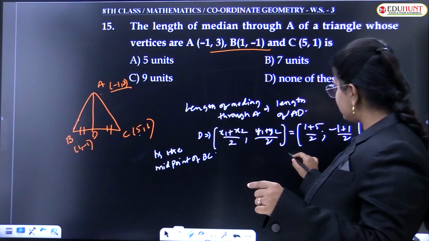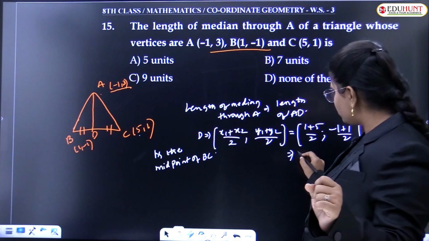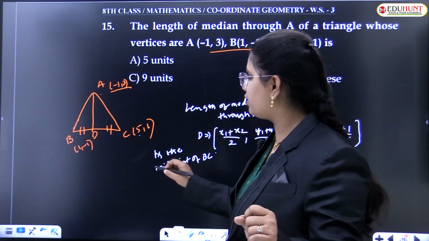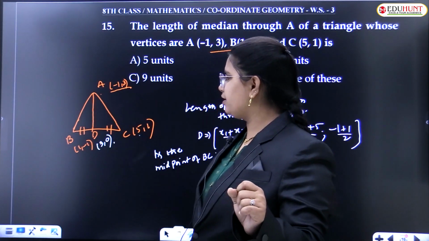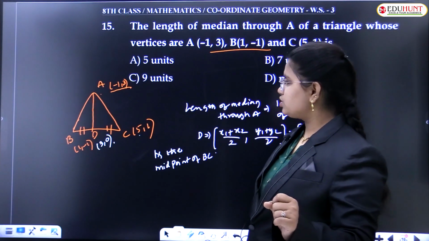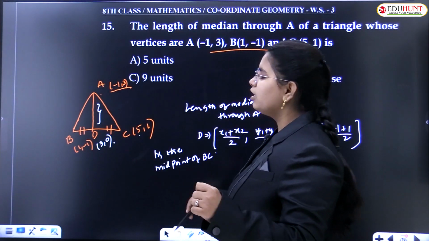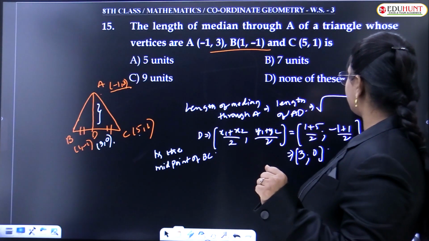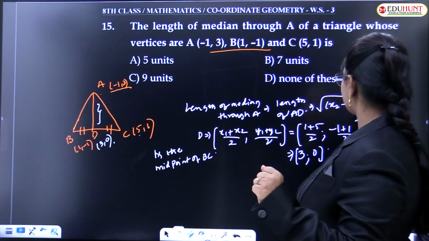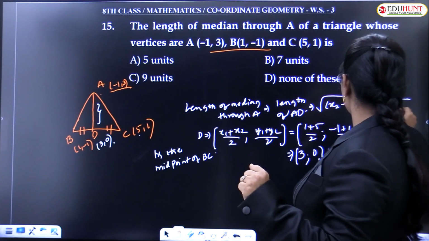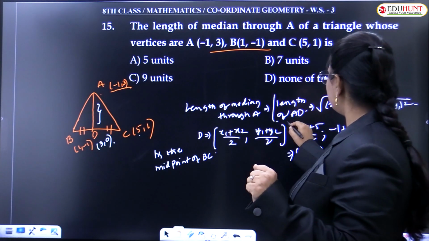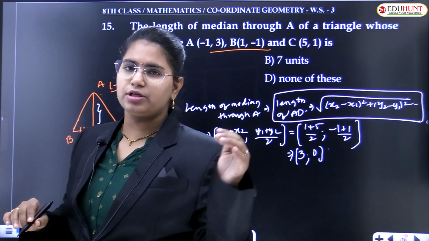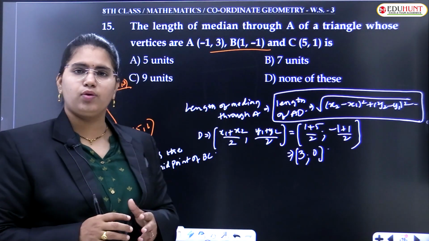Correct? 1 plus 5 is how much? 6. 6 divided by 2 is 3. And minus 1 plus 1 will cancel. You got 3, 0 as the D vertex. Right? So I need to find the length of AD here. Apply the distance formula. So what is the distance formula? Under root x2 minus x1 whole square plus y2 minus y1 whole square, right? So this is the distance formula. I'll substitute all the values x1, y1 and x2, y2 in order to find the length of AD.